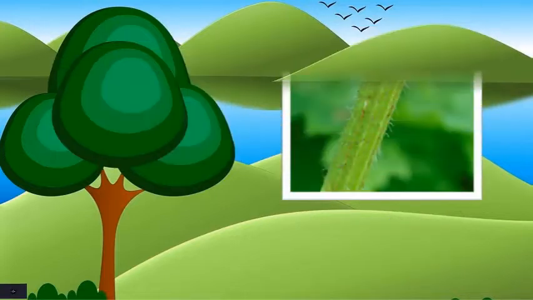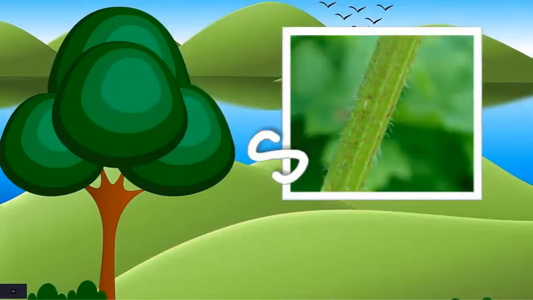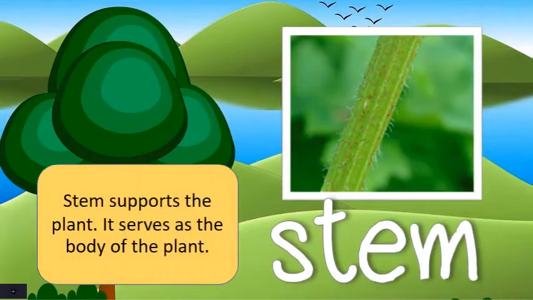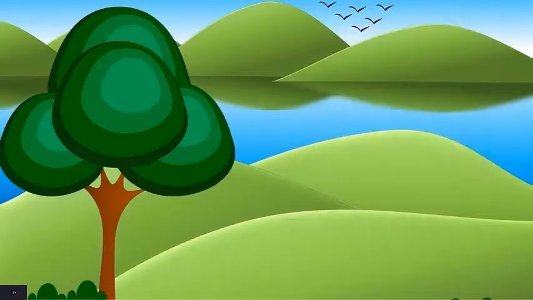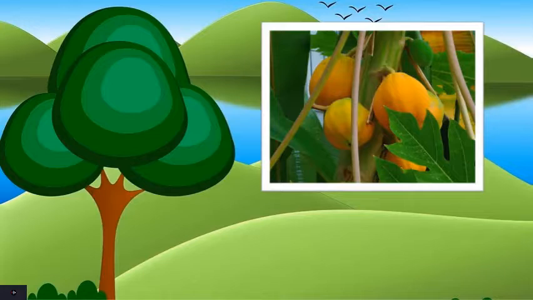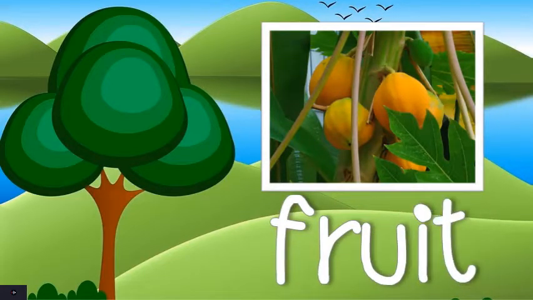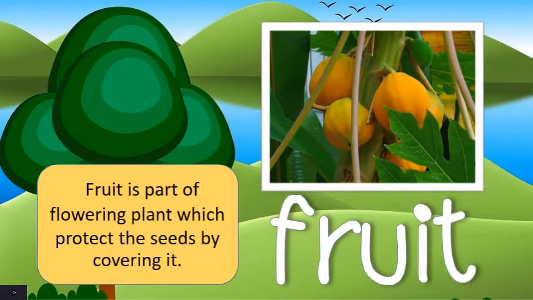Number 3. Stem. A stem supports the plant. It serves as the body of the plant. Now say the word stem. One more time. Stem. Number 4. Fruit. Fruit is part of a flowering plant which protects the seeds by covering them. This also serves as food for animals and humans.